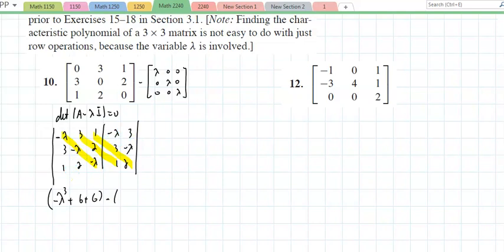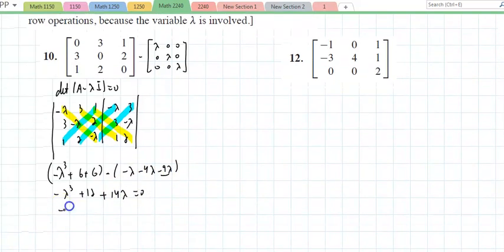nope, I messed up. So that's why you should line them up properly. That would be a negative lambda minus 4 lambda minus 9 lambda. And that's a determinant. That's negative lambda cubed plus 12 plus 9, 10, 14 lambda equals 0. That's really negative lambda cubed plus 14 lambda plus, oh, I'm sorry.